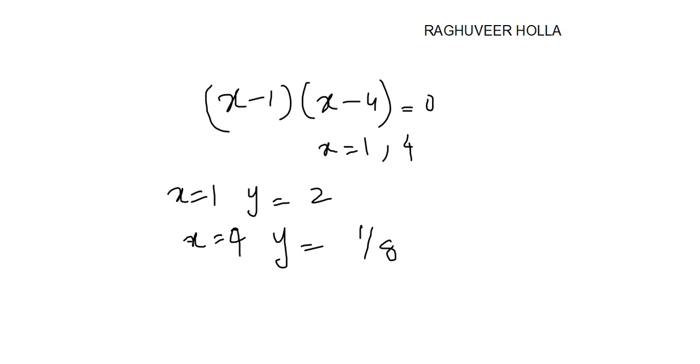Okay, let us see one more problem. Write the polar form of 1 by 2 minus i root 3 by 2. Let us write the polar form of this.